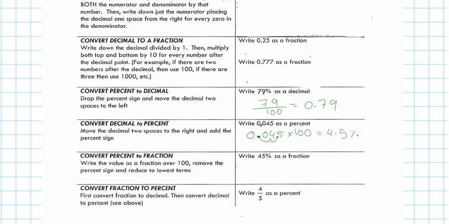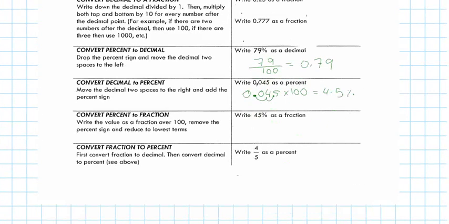Converting percent to a fraction. I mean, what's 45%? 45 out of 100, right? So that's your first step. Your first step is to write out of 100, right? So it's 45 out of 100. Now, you can try to reduce that.